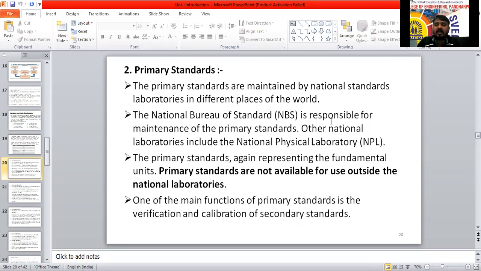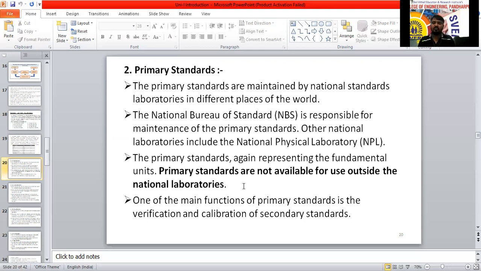The National Bureau of Standards is responsible for maintenance of primary standards. Only national laboratories are responsible for maintenance of primary standards. Other national laboratories include the National Physical Laboratory. The primary standards, representing the fundamental units, are not available for use outside the national laboratory.